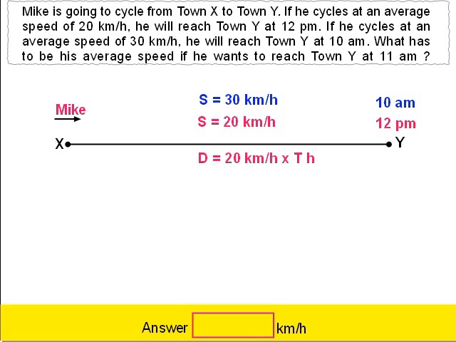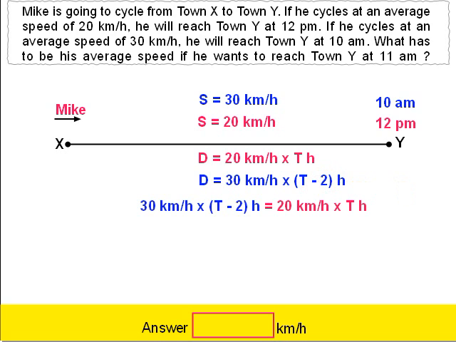Now, what is the distance traveled? Distance traveled is equal to speed times time. So, we take 20 km per hour times time t. But if you were to travel at 30 km per hour, then it is 2 hours less, so it's t minus 2. But the distance is the same. Therefore, 30 km per hour times (t minus 2) is equal to 20 km per hour times t.